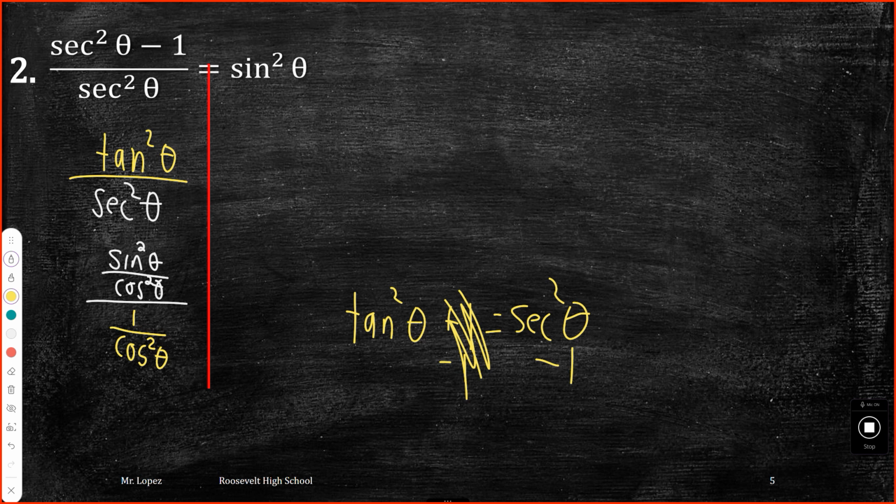Now we got a fraction over a fraction. What can we do? Cancel out the cosine squared with the cosine squared. And now what's the answer? Sine squared theta over, which is just what? Did it equal the right side?